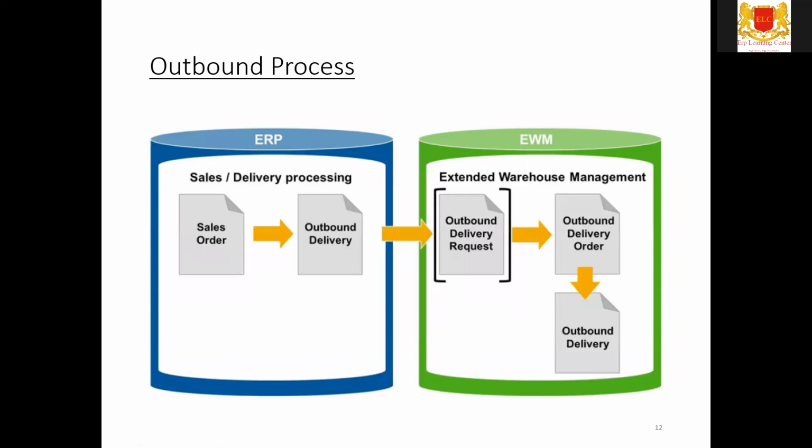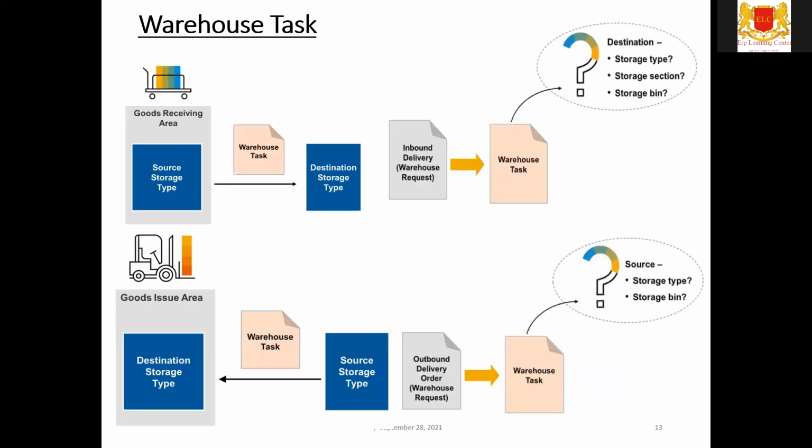Similarly, in the outbound process, we have the sales order and outbound delivery on the ERP side, which generates the outbound delivery order in the EWM. The outbound delivery request was there in the non-S4 R3 system, but in S4HANA, we don't have the outbound delivery request. So this inbound delivery and outbound delivery order are called a warehouse request.